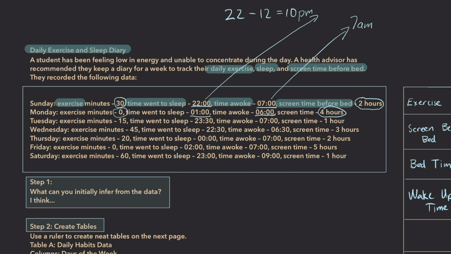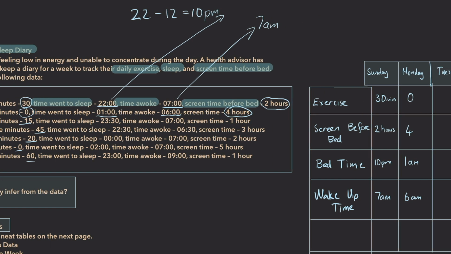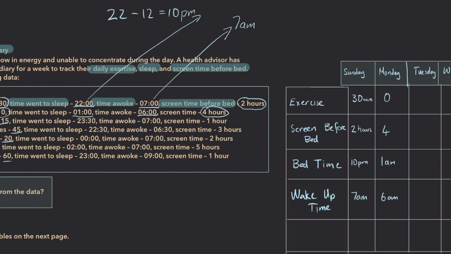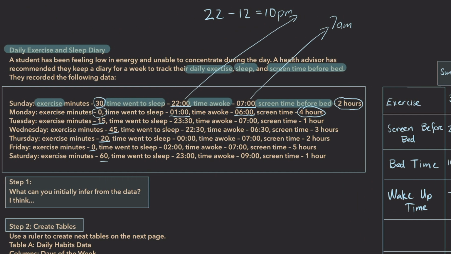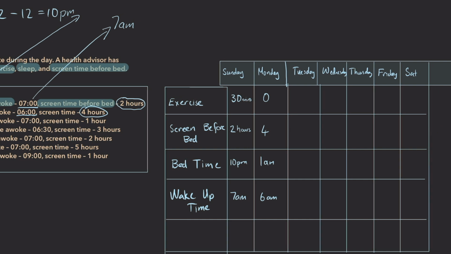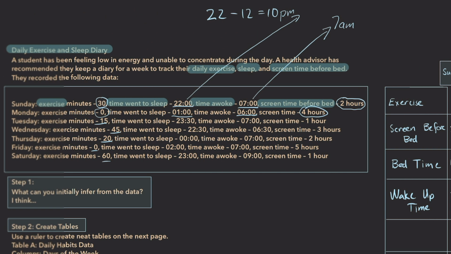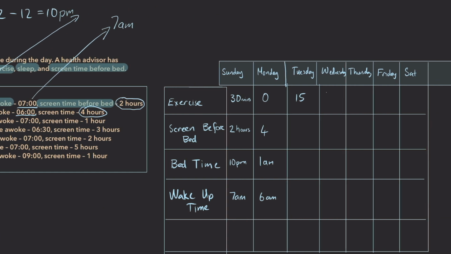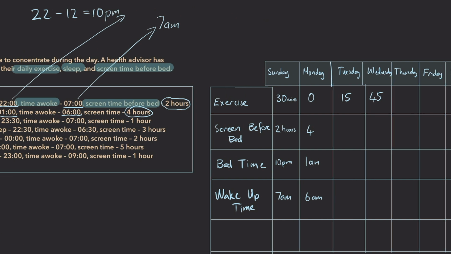So exercise in minutes, I've got 15, 45, 20, 0, 60. So exercise, I can just put them straight in the exercise column. So Tuesday exercise is 15. Wednesday exercise is 45. Thursday exercise is 20.